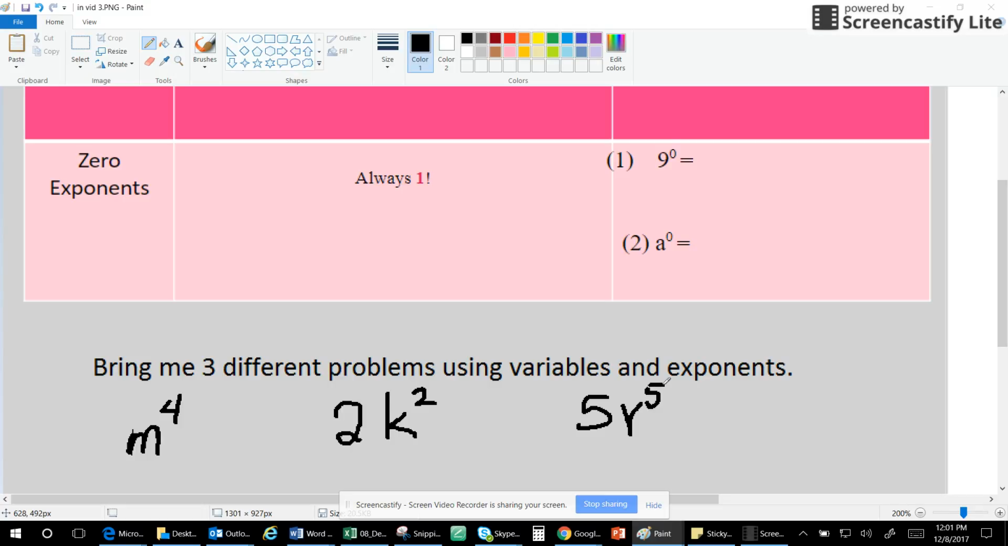Do not use any addition, no subtraction. The only thing I want is multiplication. You can use a coefficient. That's what the 2 and the 5 would be here. These guys. A variable and an exponent. Bring me 3 of those, and we will work with them in the live lesson. You guys will see what we'll be doing with them.